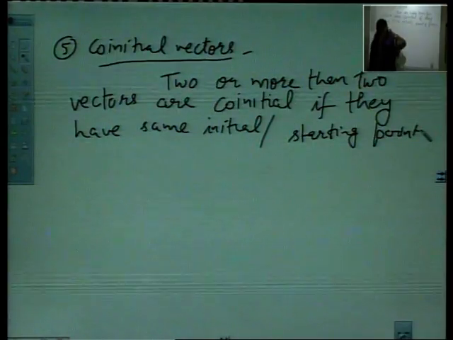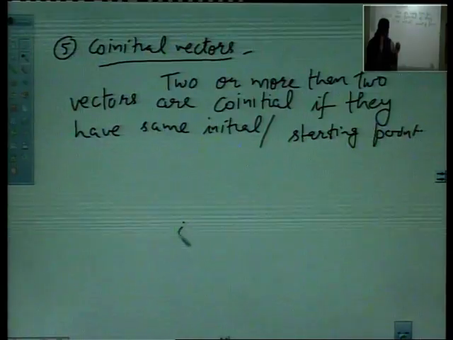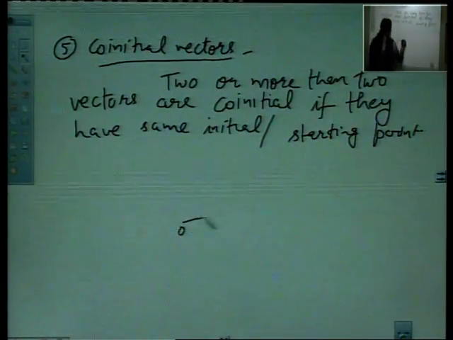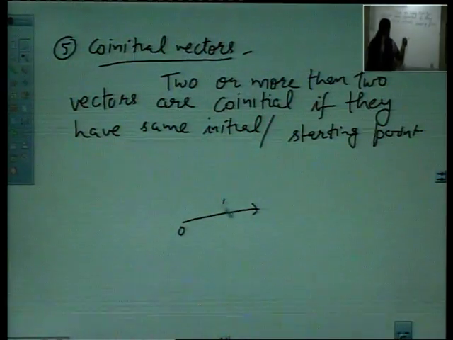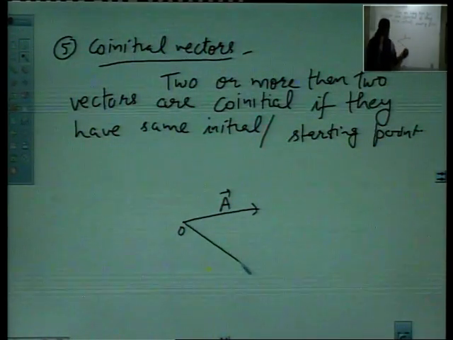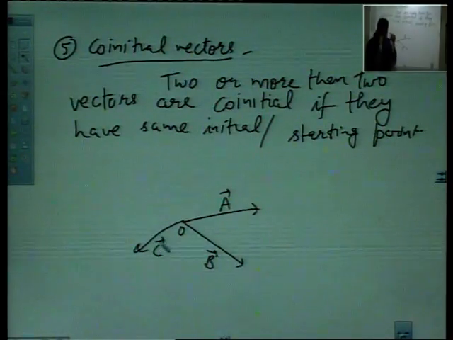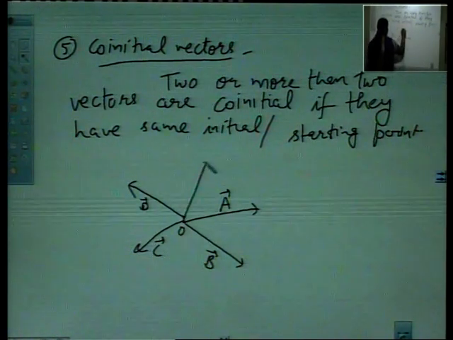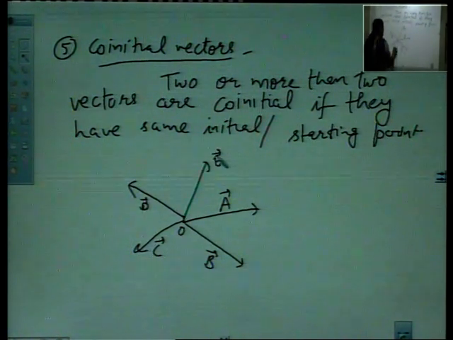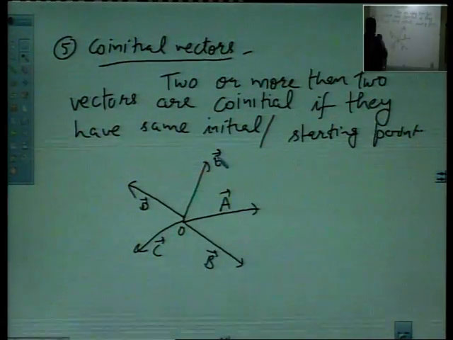So let us take some vectors. Let us take some initial point which is O, and some vectors are originating from this point O. This is A vector, B vector, C, D vector, this is E vector. All these vectors have the same initial or starting point, so these are called co-initial vectors.